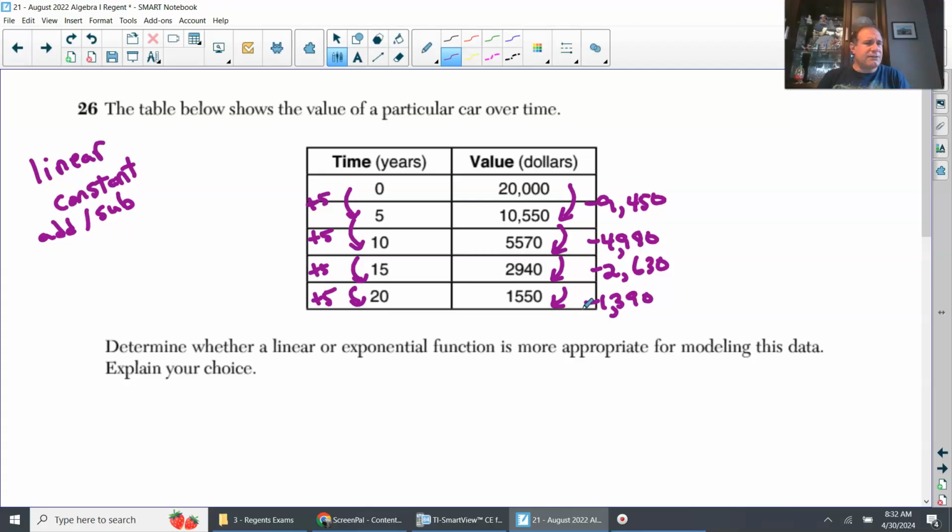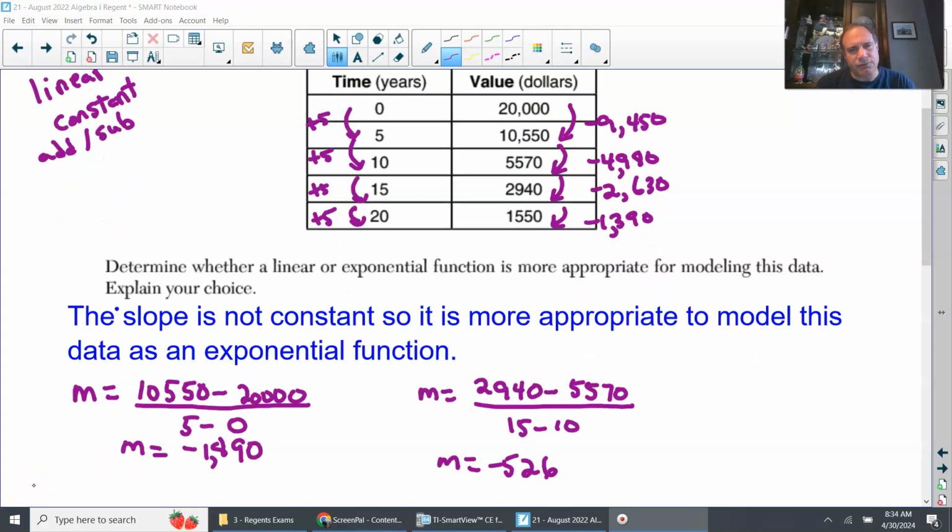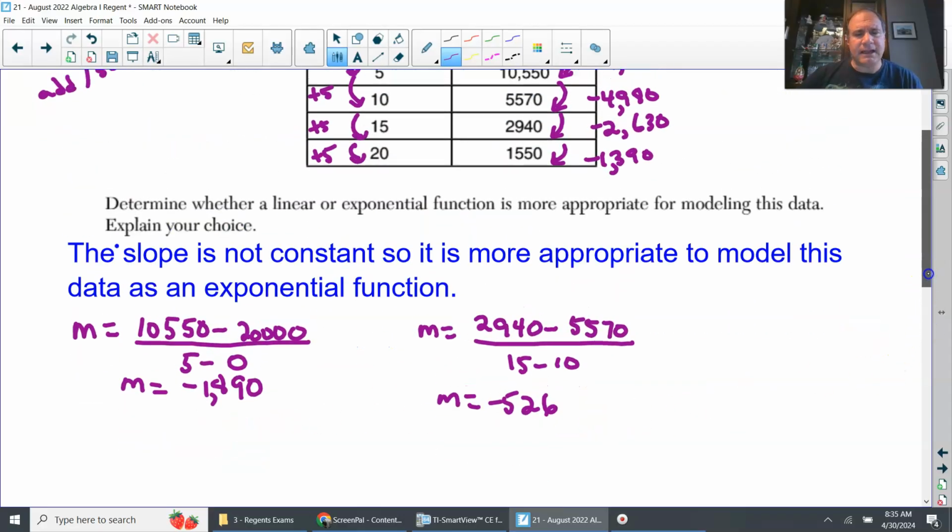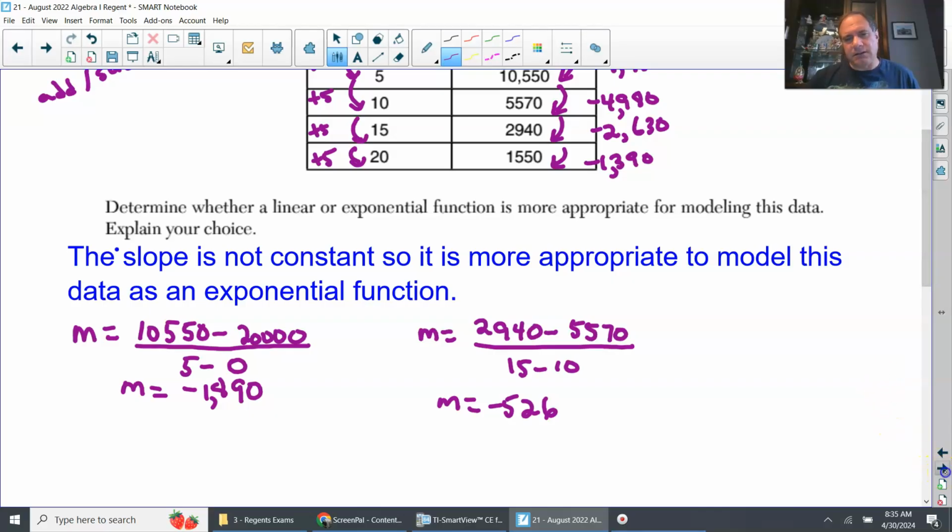So is it linear or exponential? It is definitely exponential. And that's where I put the slope is not constant, so it's more appropriate to model this data as an exponential function. They're not asking for what the common ratio is, so I'm not doing that. I'm just putting down that it's not linear, and it is more appropriate to model this as an exponential function, because that's what it is. And then I actually did the slope twice and showed that it is not a constant slope.